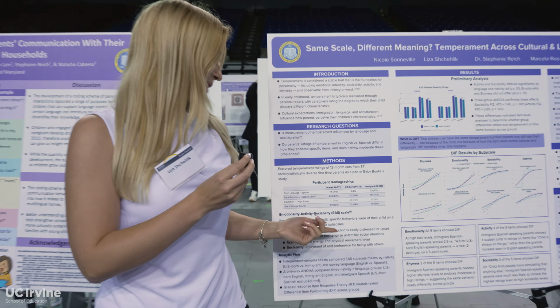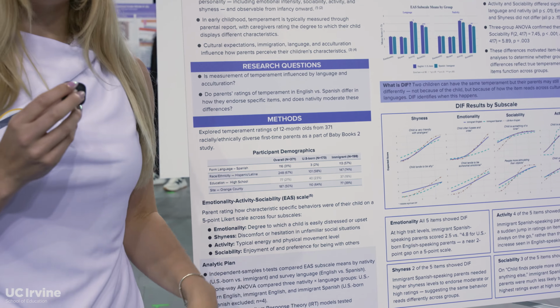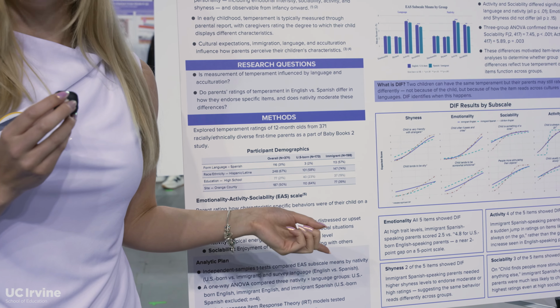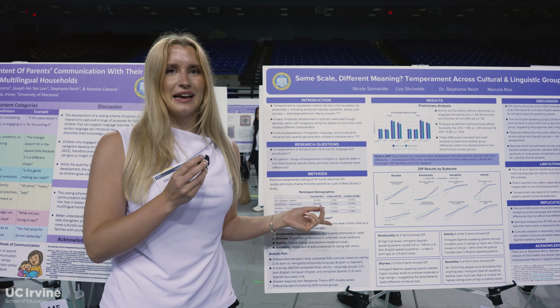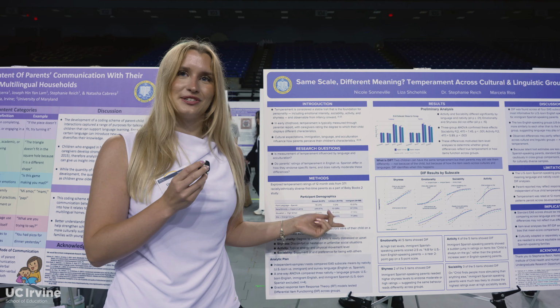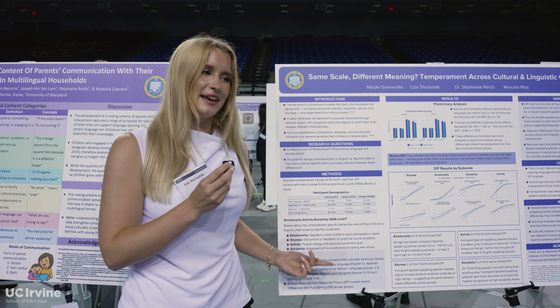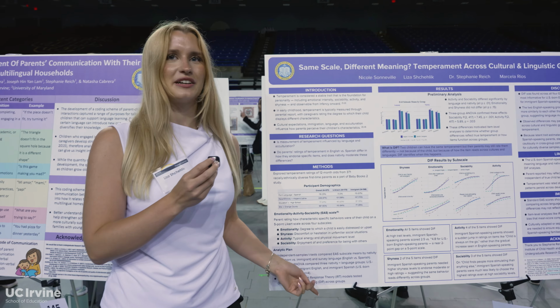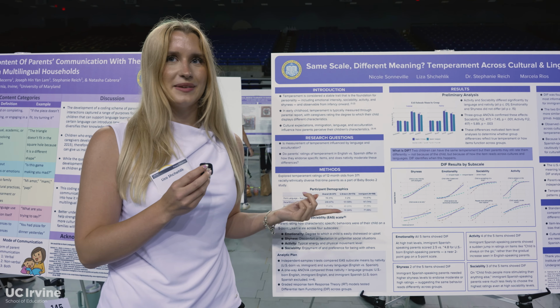So to measure this, we have the Emotionality, Activity, Sociability scale, the EAS, which measures the 4 different subscales on a 5-point Likert scale. And this uses data from 371 first-time parents from the bigger longitudinal study, Baby Books 2. To analyze these results, we have an analytic plan including t-tests between the English and Spanish-speaking groups, as well as US-born versus immigrant groups.